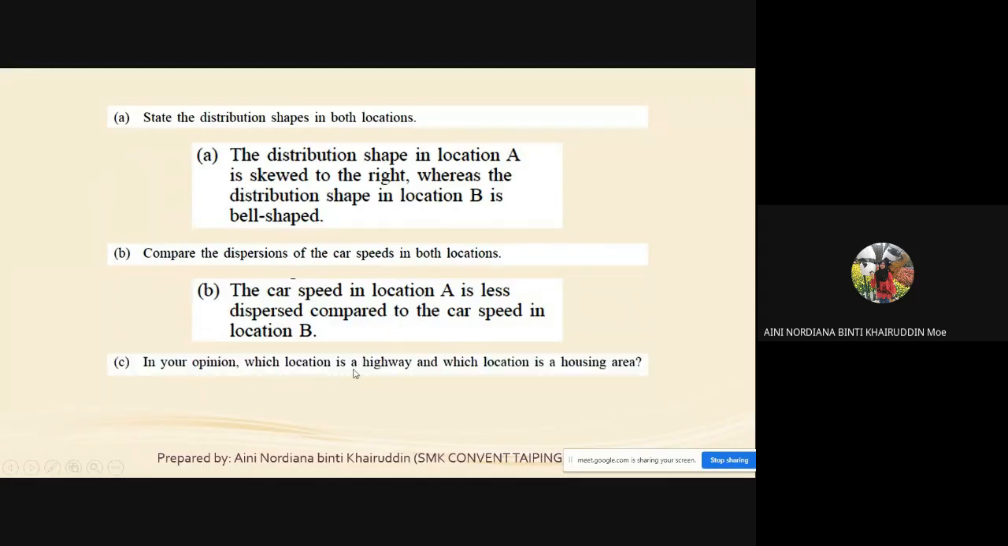In your opinion, which location is highway? So highway ni mestilah yang speed tinggi. So location B is a highway and location A is a housing area. Ada soalan? Ada soalan ke?